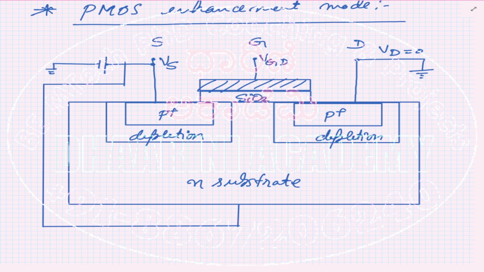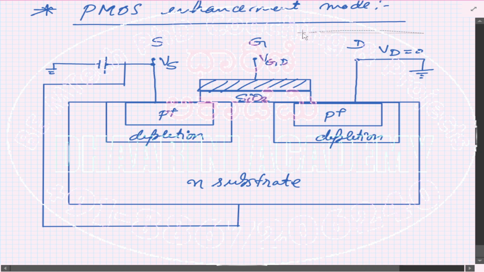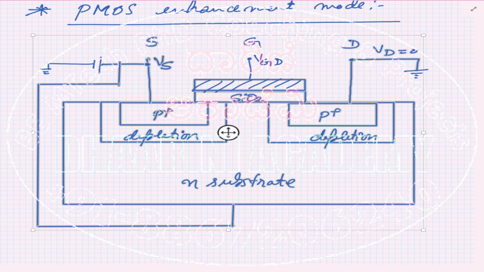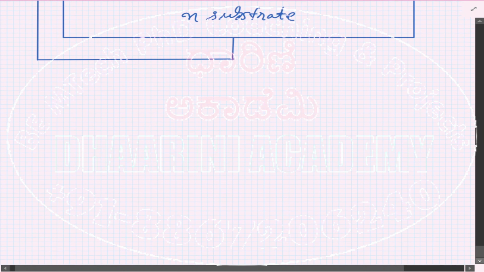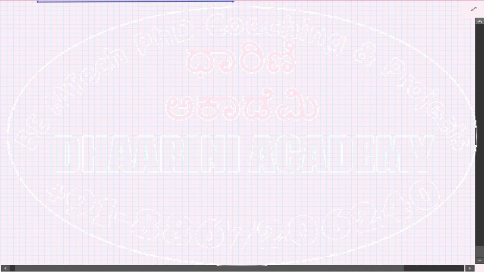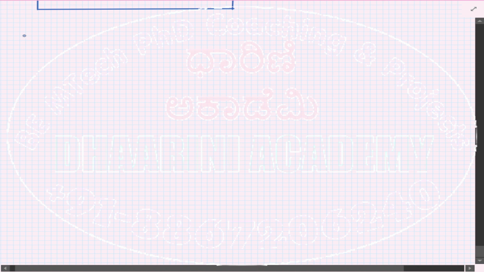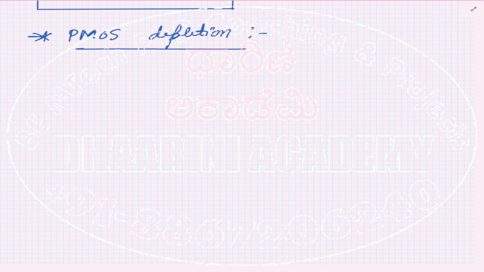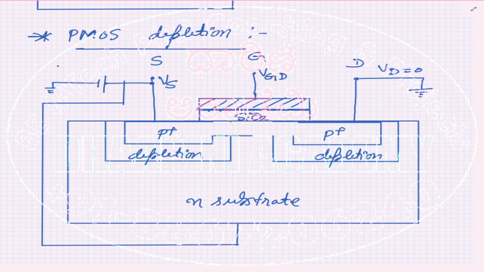Now, next part is we are going to look at the depletion mode of P-type MOSFET. Are you okay? Yeah. Okay, let's go to that. This is P-type, or this is PMOS depletion type. Okay.